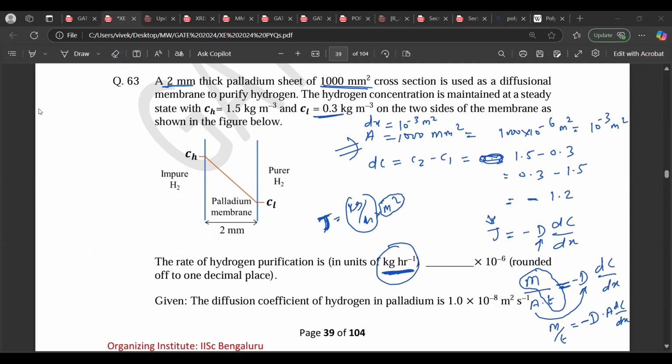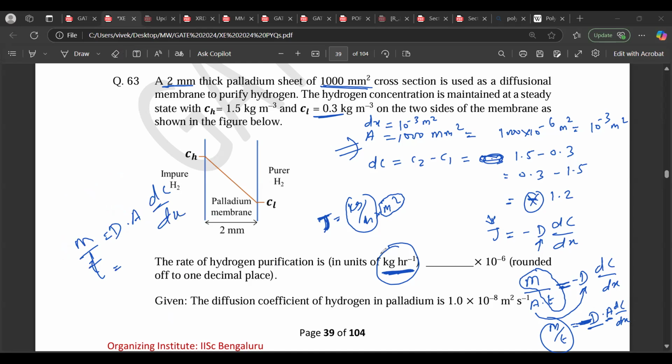You know the formula, right? J equals to m by At. Find out from this. No need to remember J, okay? But you have to use the aptitude, okay? Simple. So m by t you want to calculate, right? D is given, A is given, DC is given, DX is given, minus is already there. This minus will nullify this minus. So you can simply write m by t equals to, even you can write minus, doesn't matter, t, D, A, DC by DX.